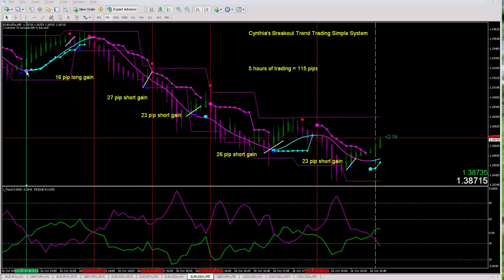We had our first long entry here where the aqua dot appears, and down here you have a crossing of this indicator, and that's an aggressive entry. That's trading within the congestion box that I have here, which is your breakout box. And this is an aggressive entry that gained 16 pips. Because the volatility was still low when I placed the entry, it didn't go very far, but 16 pips is okay.